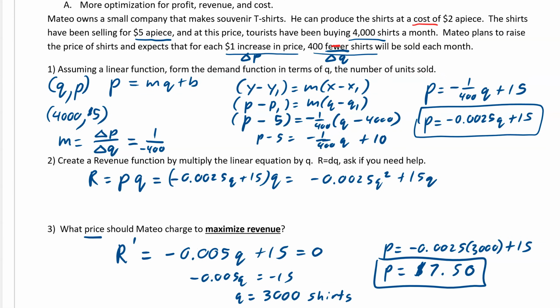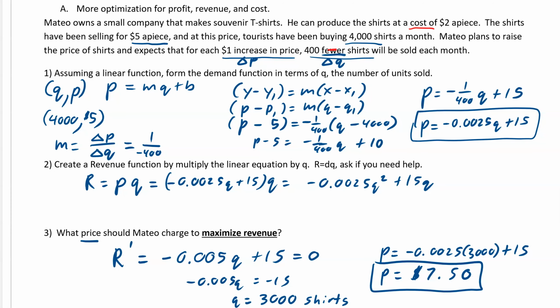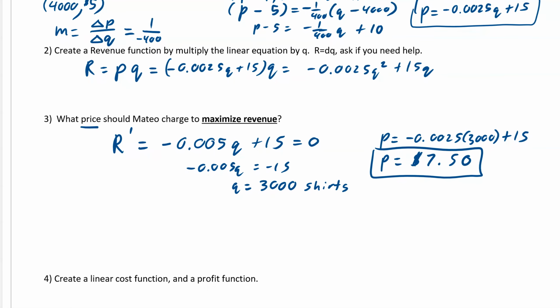So what price should Mateo charge? $7.50. What that means is he's selling them for $5 and he's selling 4,000 shirts. But that does not mean he's maximizing his revenue. He's actually selling them for too little. So if he increases the price to $7.50, he'll sell less shirts, but he's going to make more money in revenue.